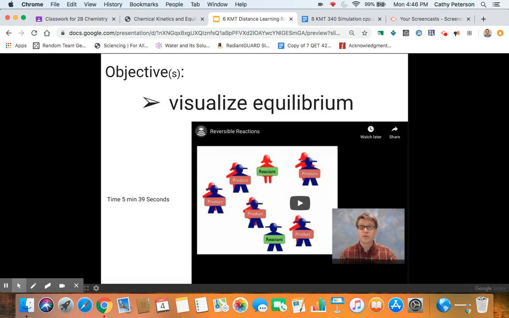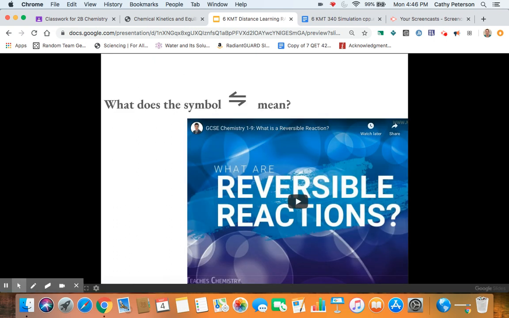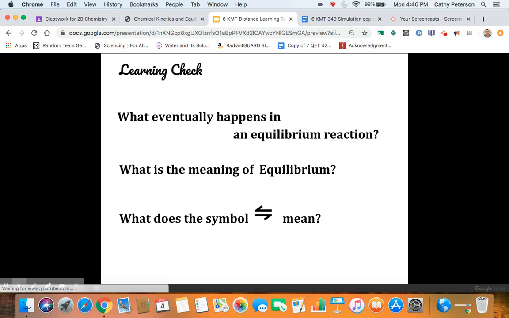Next, I'd like you to watch this little video clip about visualizing equilibrium. It's about 6 minutes. And then I have a second one about reversible reactions that's relatively short as well. We'll be talking about equilibrium and reversible reactions in the next class, and we'll redo that kinetic simulation, but we'll click on the equilibrium tab next time. Think about these questions as you're reviewing.